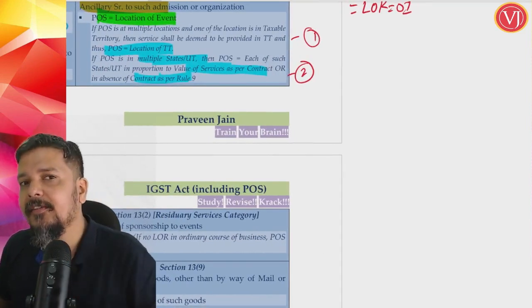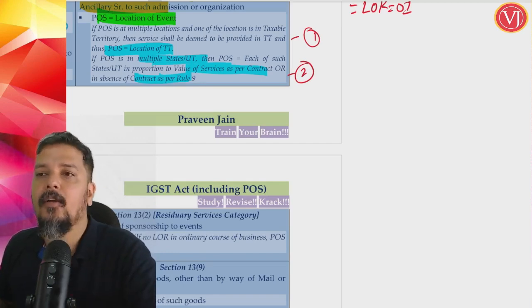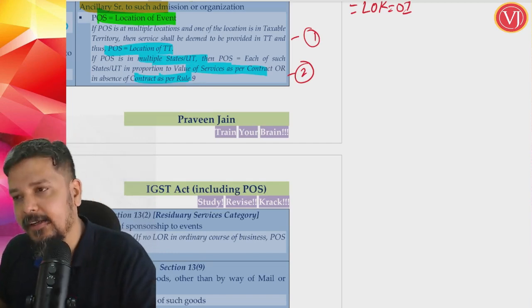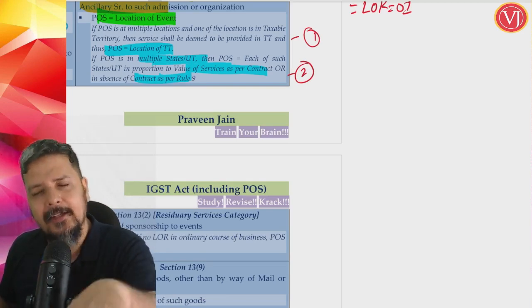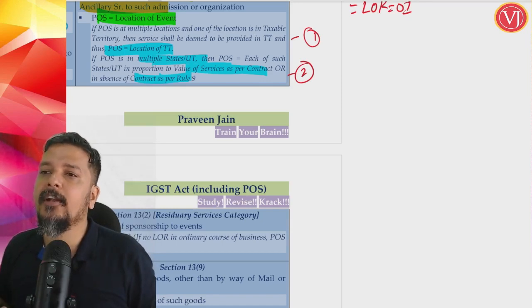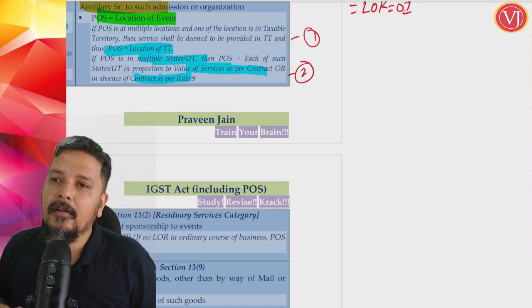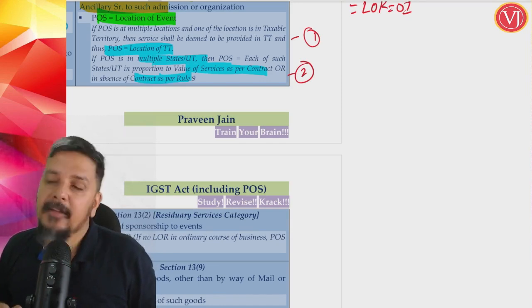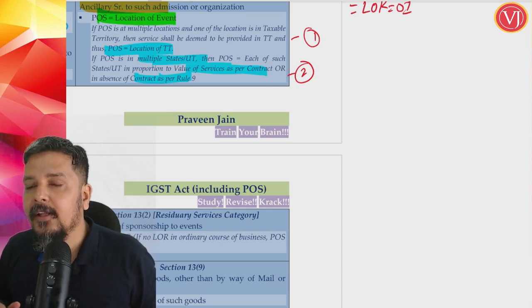But when will section 13 be applicable? When either LOS or LOR is outside India. It is highly possible. Think of this situation. What if the organizers of this World Cup event are a supplier who's outside India? It is highly possible. BCCI may decide that, okay, let us have organizers outside India.